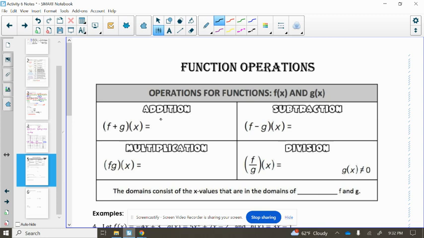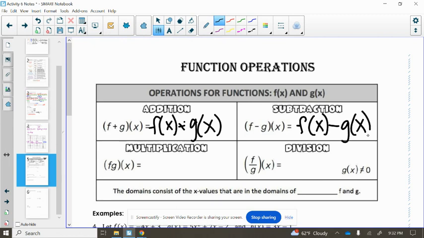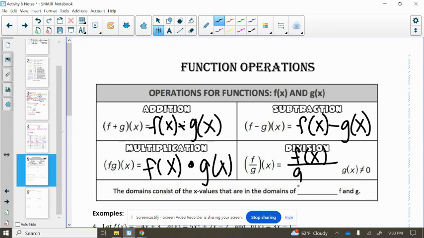Reminder, with our function operations, we are either adding together two functions, so f of x plus g of x, subtracting two functions, f of x minus g of x, multiplying two functions, f of x times g of x, or dividing, in this case, f of x divided by g of x.